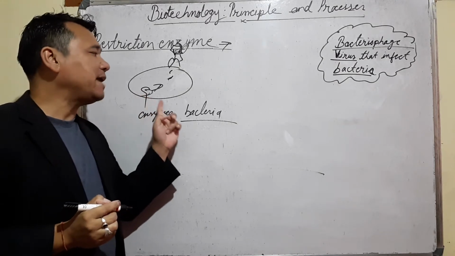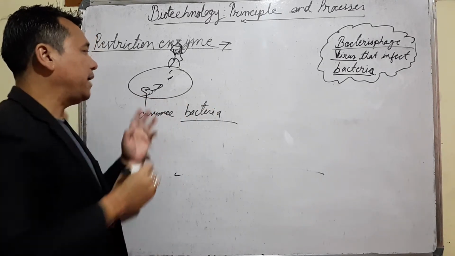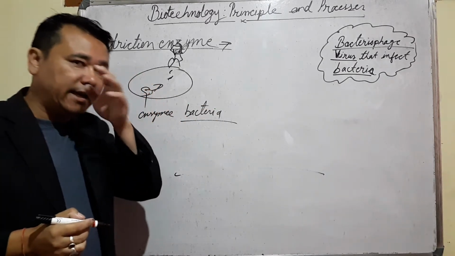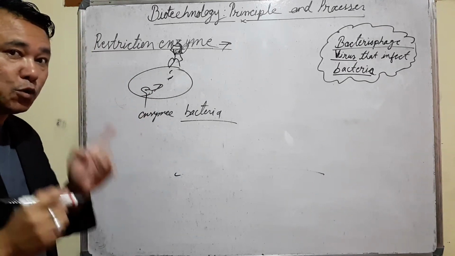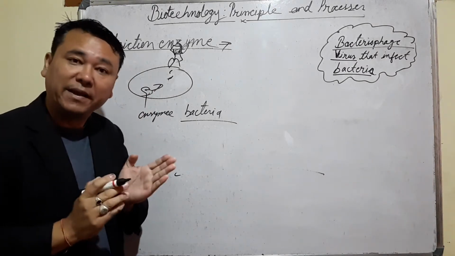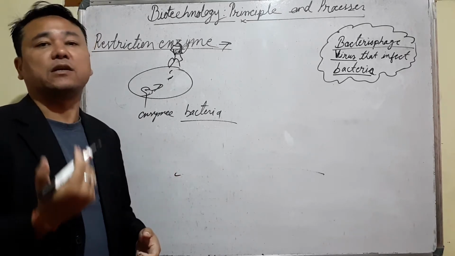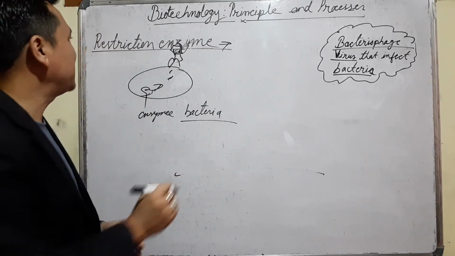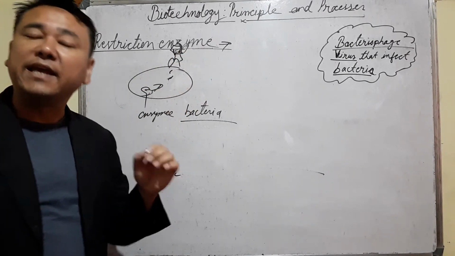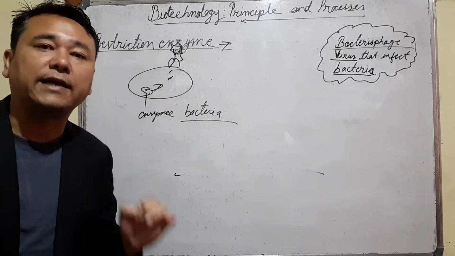The enzyme which is present in the body of bacteria will cut the DNA of the virus so that the DNA will not be able to replicate and the bacteria will protect itself from the infection of the virus. And that enzyme is called a restriction enzyme. That enzyme we call restriction enzyme.